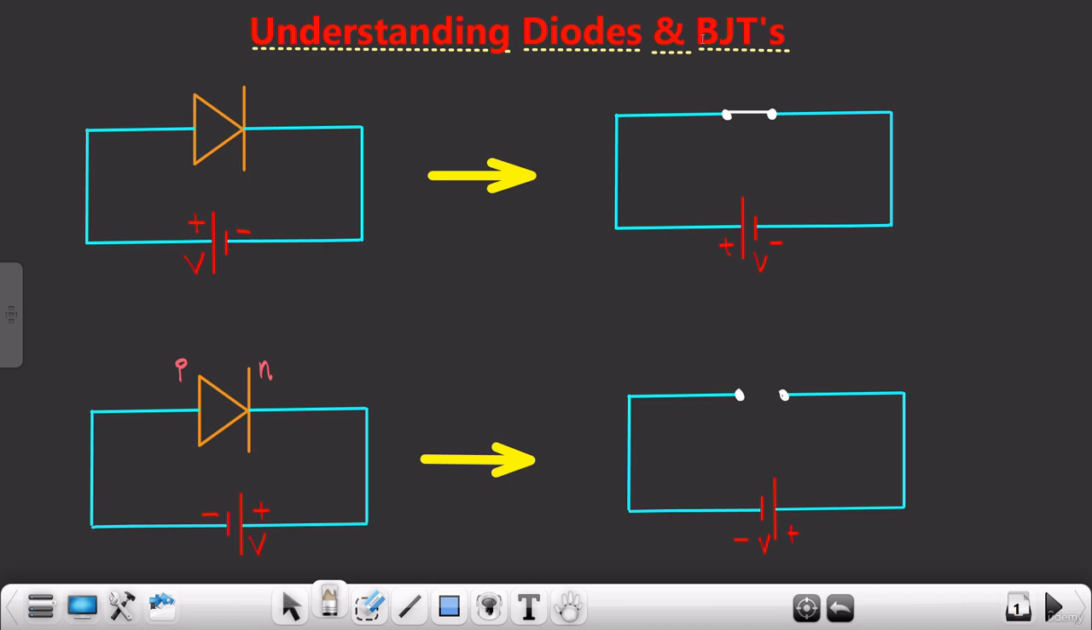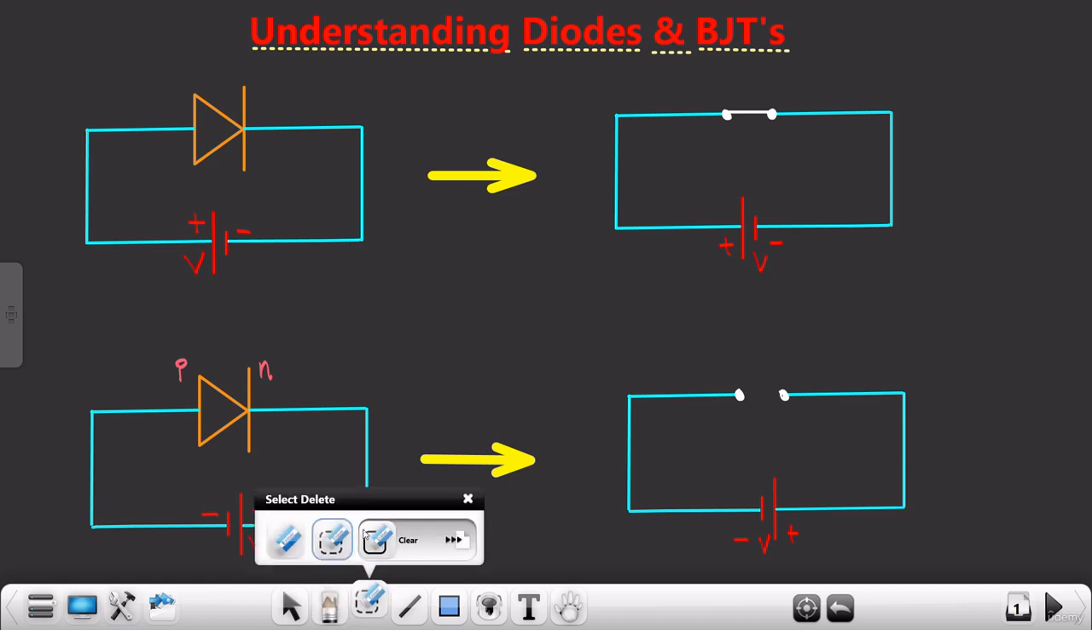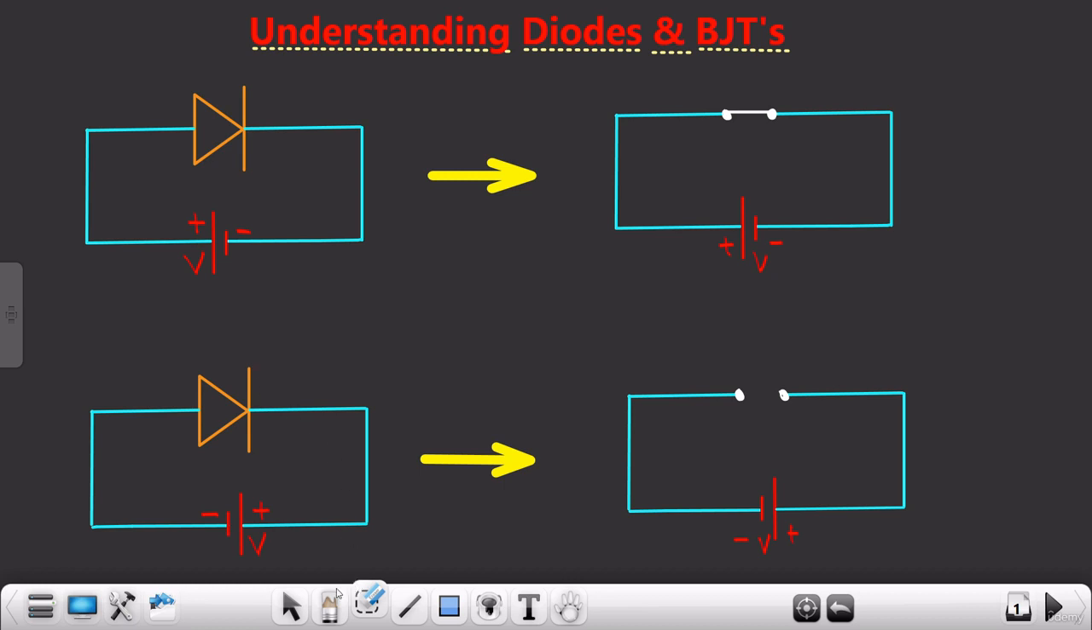So what I will do is divide this section into two parts. In the first part, we will understand the concept of diode, very quickly, and in the second part, we will understand the concept of BJT. Basically, this video is meant for those who already know the concept of diodes and BJTs. I made this video just for revision purposes.